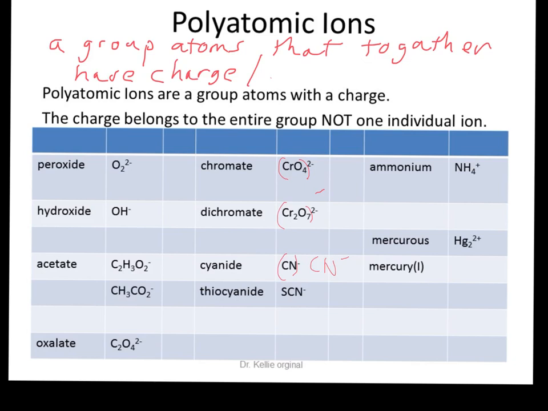A couple to point out: on this table, there are only 2 polyatomic cations you're responsible for. You have ammonium, NH4+, and you have mercurous, also called mercury(I), which is a polyatomic ion made from 2 atoms of mercury. So that's mercurous, mercury(I), Hg2 2+, and ammonium is NH4+.